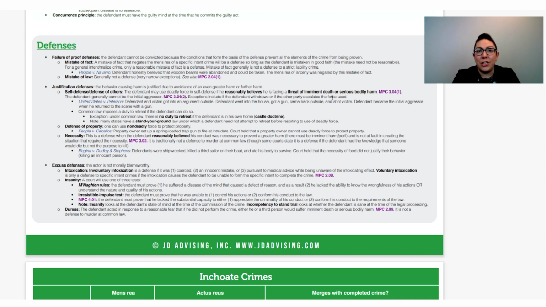Involuntary intoxication, though, has a little bit better chance of working as a defense if the defendant can show that he was coerced into becoming intoxicated. So someone injected or involuntarily poured alcohol down a person's throat, or made an innocent mistake. They didn't realize that what they were ingesting was intoxicating. Or if they took some intoxicating substance pursuant to medical advice and they were not aware that it was intoxicating.